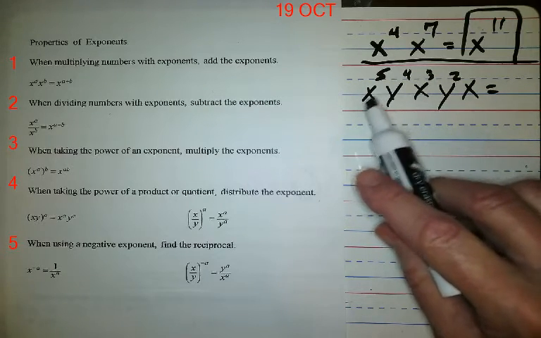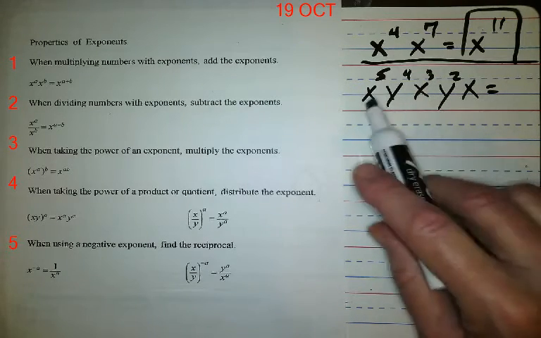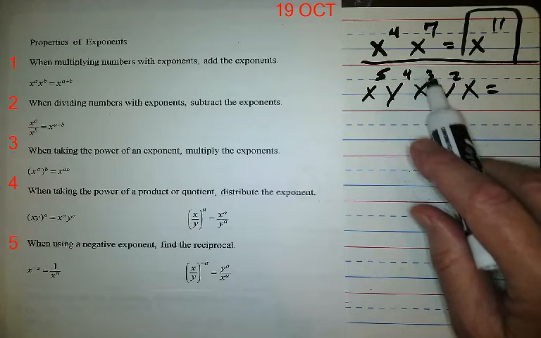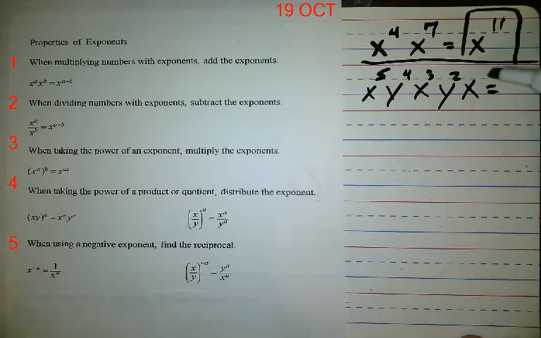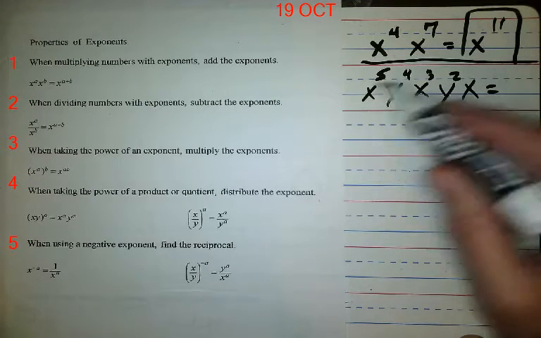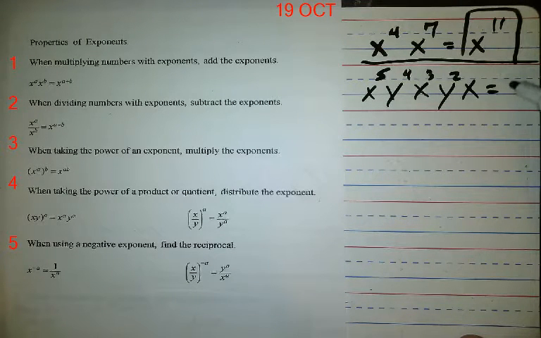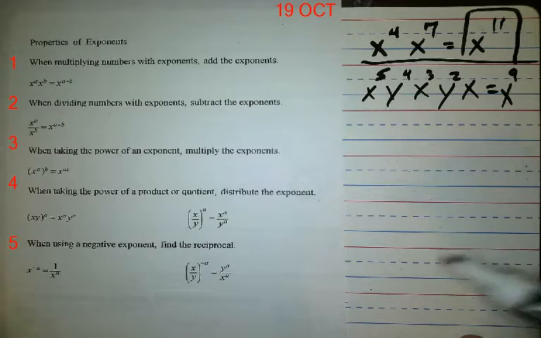Well, I can only add x's together. So there's 5 x's there, plus 3 more, that's 8. Plus, remember, this is 1. You can't see it, but it's 1. So that's 9. That's x9.